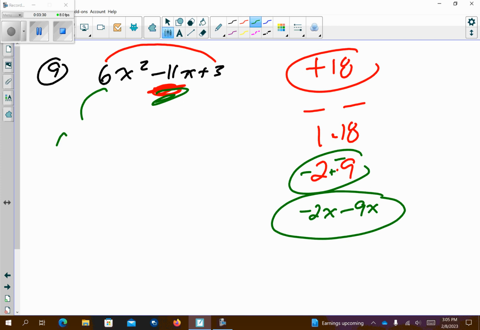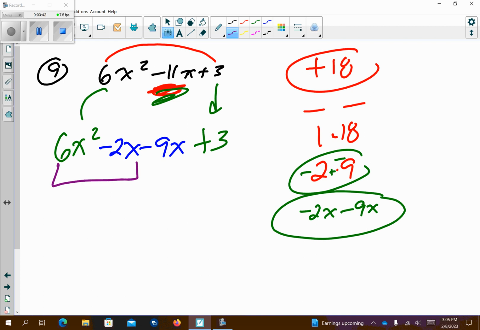So I'm going to bring the ends down. They don't change. And then I'm going to plug negative 2x minus 9x into the problem. I'm going to look at my first two terms. It appears that I have an x in common, and I also have a 2 in common, because 2 goes into 6 and 2. If I factor 2 and an x out of 6x squared, I'm left with 3x.